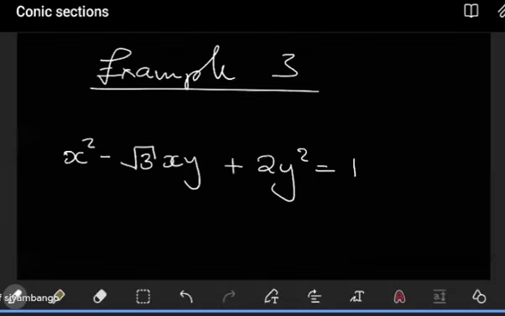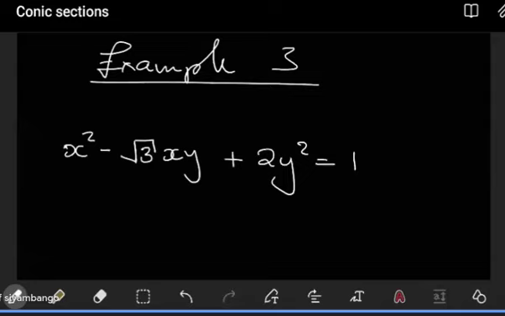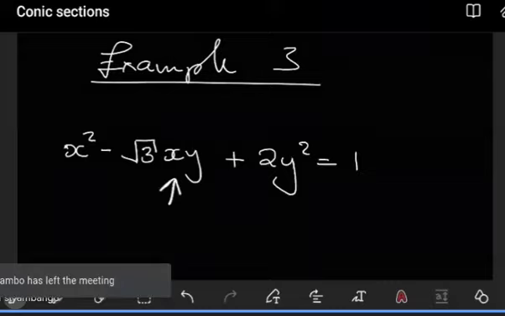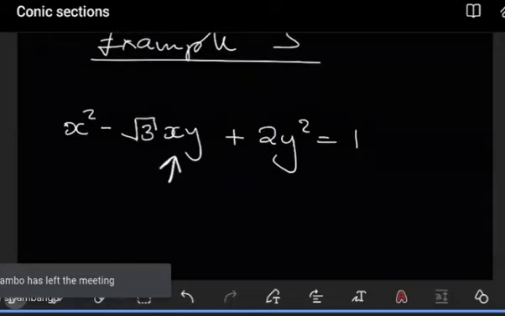Okay, so we have this question where we want to rotate the coordinate axis so that we eliminate the cross product. So after doing the rotation, the next part is identifying the conic section. And after you've identified it, then you can perhaps sketch the conic section. So our goal right now is to see how we rotate and then identify. So how do we do the rotation?